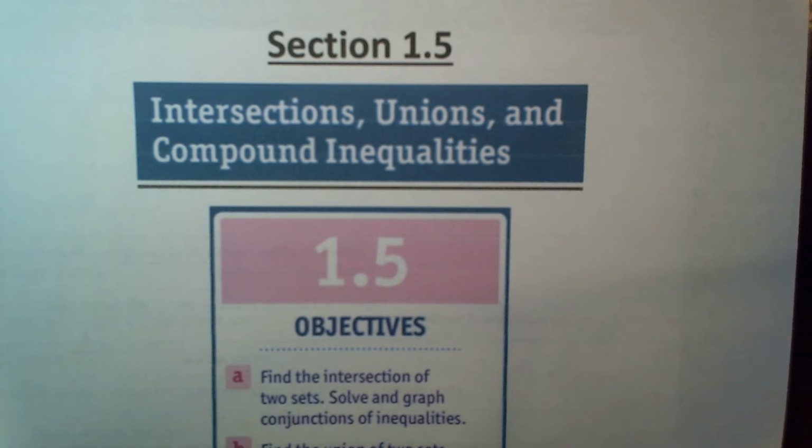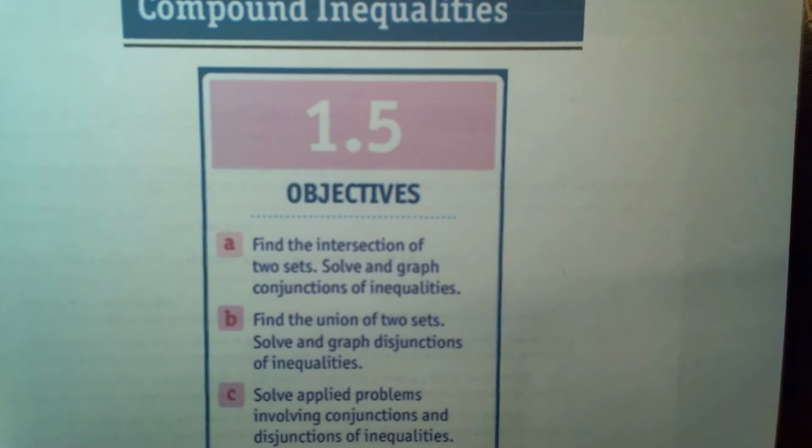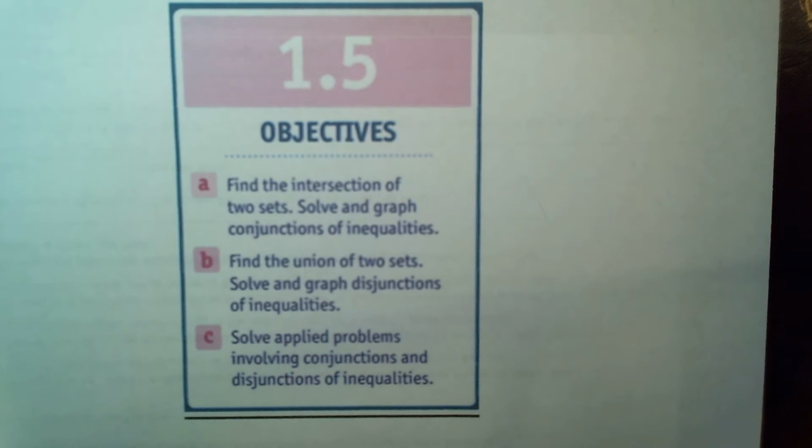Again, some of you have seen that before. But anyway, we'll go through all the details here, and here are the three objectives of section 1.5. A, find the intersection of two sets, solve and graph conjunction of inequalities. And B, find the union of two sets, solve and graph disjunctions of inequalities. And then the third part, C, solve applied problems involving conjunctions and disjunctions of inequalities.